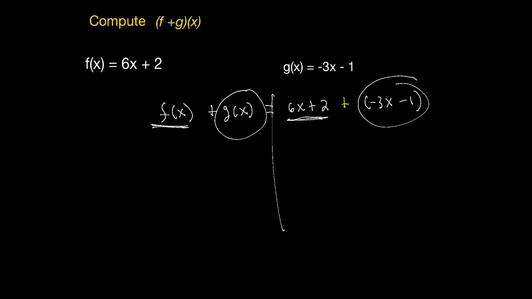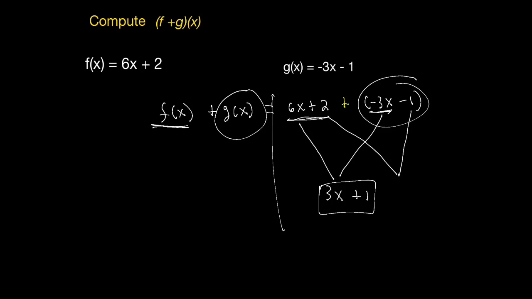So now we have to combine these together. We've got to get the x's together, and we have to get the constants together. So here we have 6x and we have negative 3x. If we combine them together, 6 minus 3, that's the same thing as 3x. And now we have a positive 2 here and we have a negative 1. So 2 minus 1, that's going to be the same thing as positive 1.